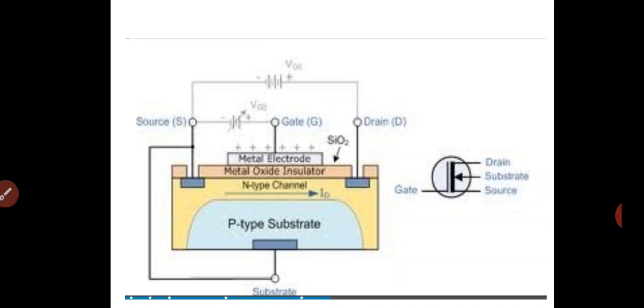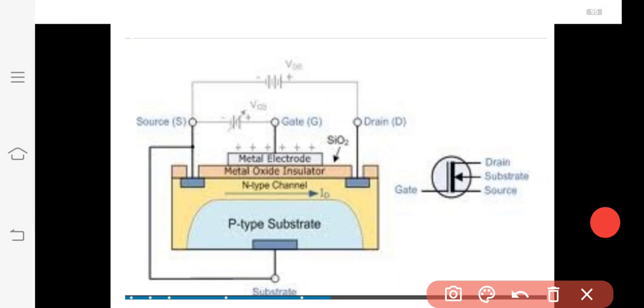When the source is negative, the source emits electrons. There are n channel, it has extra charge, so charged particles move from the n channel and go to the drain. Current flows opposite to the charge, because charges are negative, so electric current flows in this direction.